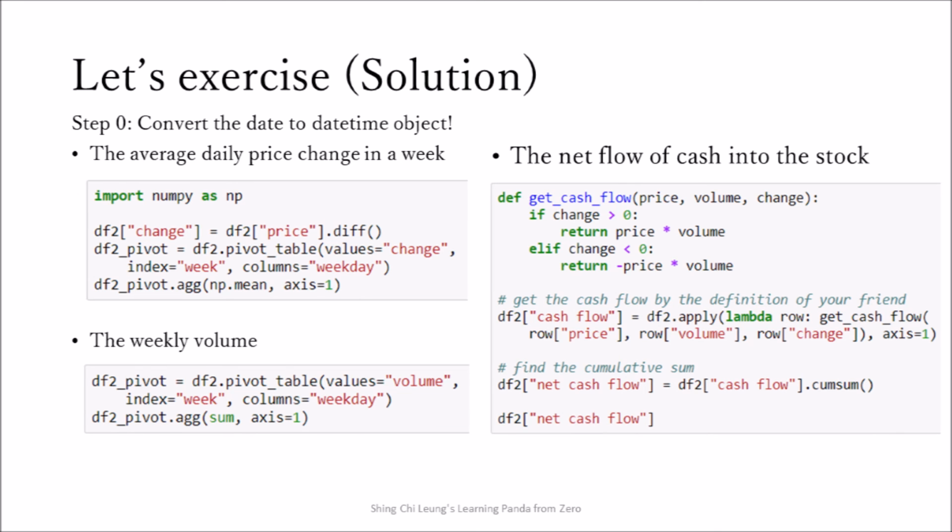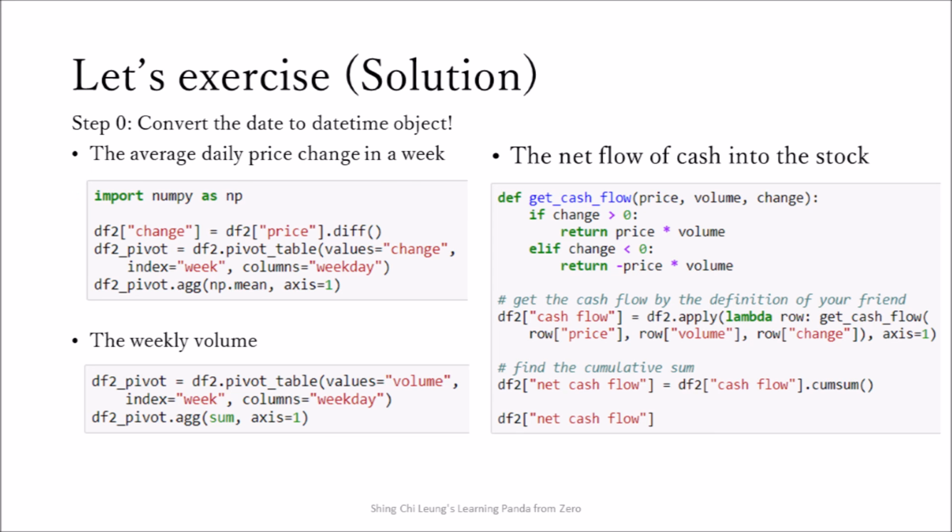Finally, let's look at the most difficult part in this chapter for finding the net cash flow. To do so, we need to build a small method to calculate the cash flow each day. Again, we need to use the apply method we have introduced in chapter 6. Given the price and volume, we return the product of these two quantities by checking if the change is positive or negative. If it is positive, we return the product directly. If it is negative, we multiply the product by -1. Then we apply this method by passing the 3 columns of data.